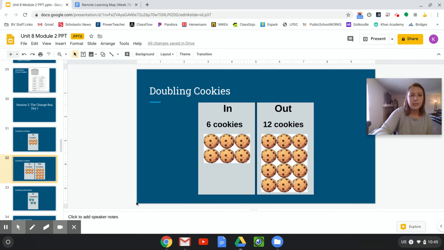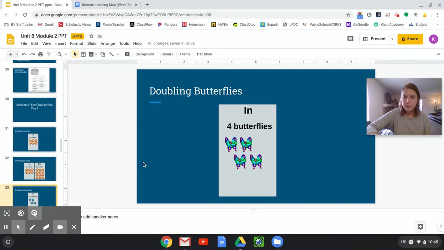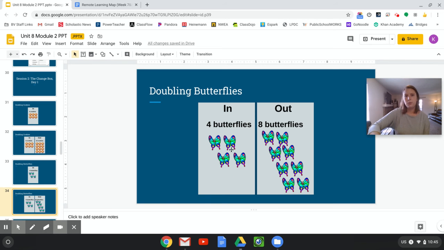So this is the doubles fact. 6 plus 6 equals 12. Okay? What about, let's do butterflies. If there were 4 butterflies that you put in and it doubled, what would come out? So think 4 plus 4. It would be the doubles fact. 4 plus 4 equals, say it out loud or in your head, 8 butterflies. If you put 4 in, 8 comes out. That is doubled.